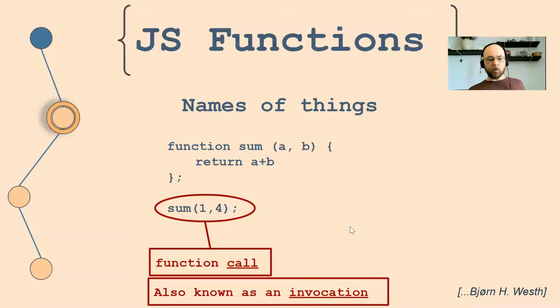A function call is also called an invocation. You invoke a function. Nice to know the names of things, especially when you talk to older programmers who might call things by more technical names. So a function call or a function invocation, invoked function.